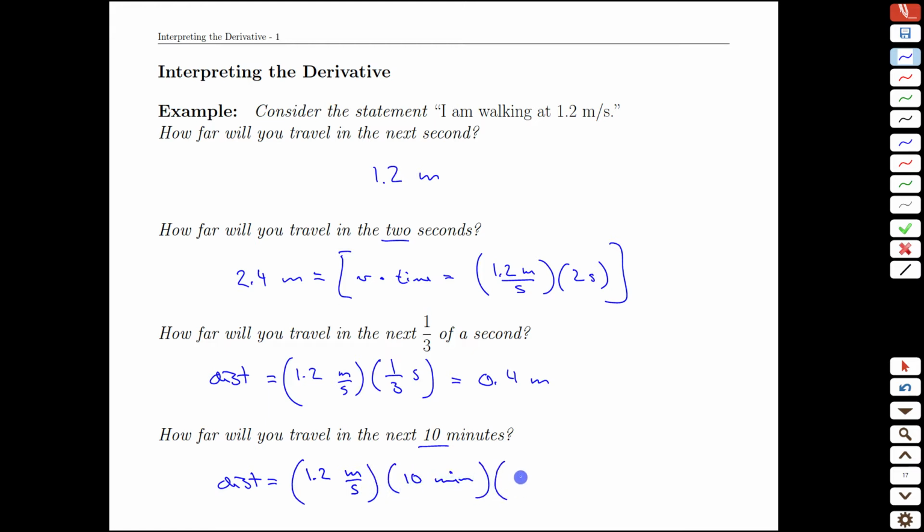For unit conversions, I like the conversion of 60 seconds per minute. When we do that, we end up canceling the minutes, and we get the multiplier for the 60. So we're going 60 times as far times the 10 minutes times our speed per second, and we get 720 meters. All of these based on the simple derivative statement, velocity statement, that we're traveling at 1.2 meters per second.